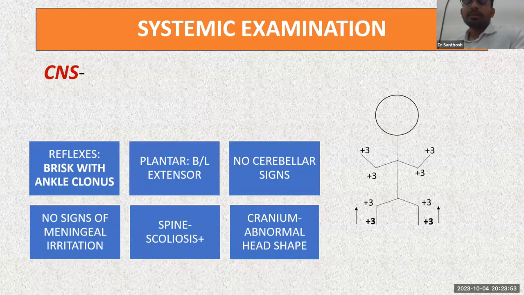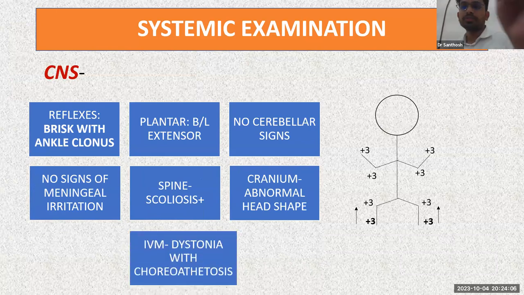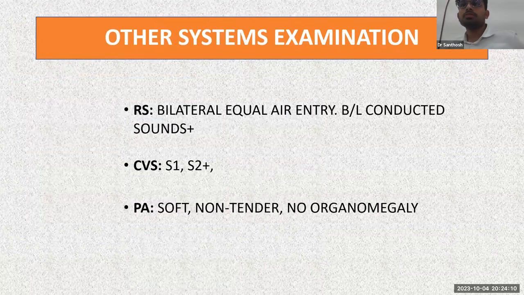In other parts of the CNS examination, reflexes were brisk with ankle clonus, with bilateral plantar being extensor. There were no cerebellar signs, no signs of meningeal irritation. There was some amount of scoliosis with abnormal head shape, and the impression was dystonia with choreoathetosis. Involuntary movements were seen. Other systemic examination was more or less normal.